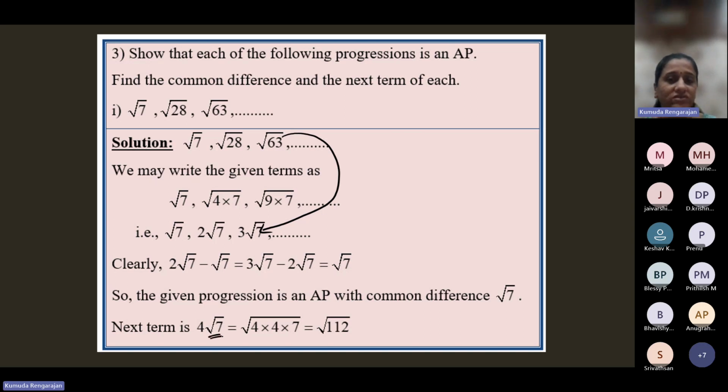Okay, so 4 root 7 is the next term. That's a mixed surd. But in the question, the terms were pure surds, right? So if you have to write 4 root 7 as a pure surd, when 4 comes under the square root, you will have two 4s, one 4 out of the square root. So inside the square root, two 4s and that's 7. So 4 4s are 16, 16 7s are 112. So square root of 112.